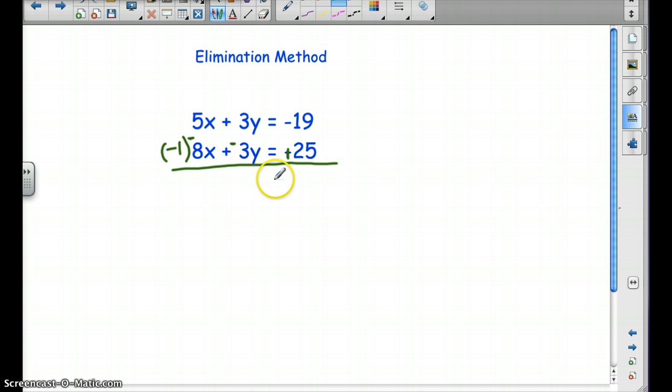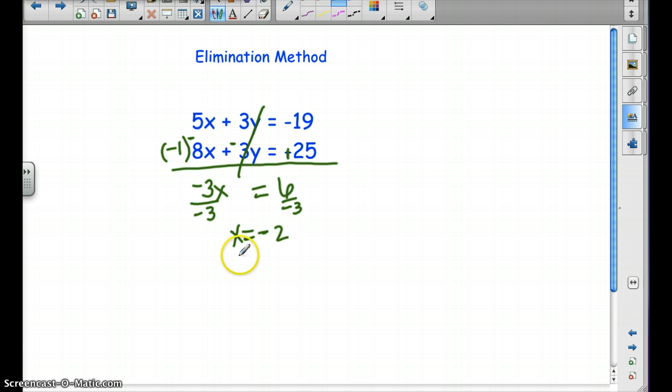Then from there, we can go ahead and add the two lines together. So 5x plus a negative 8x is going to be a negative 3x. My y's cancel out, and then I get a positive 6. So we divide by negative 3 on both sides. x equals a negative 2. This method is probably my favorite method.